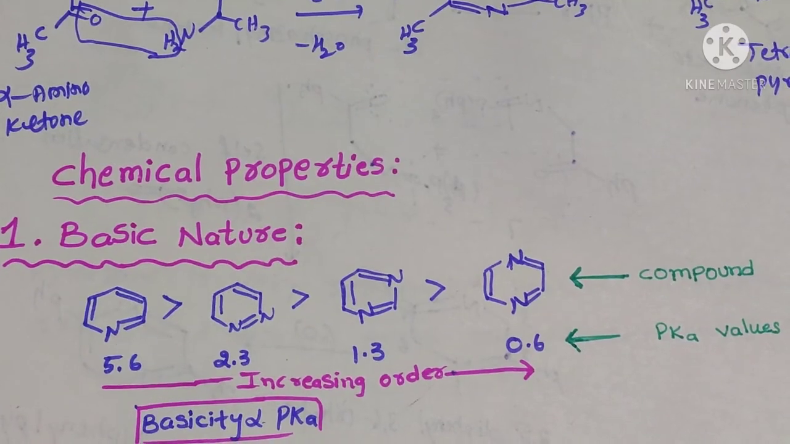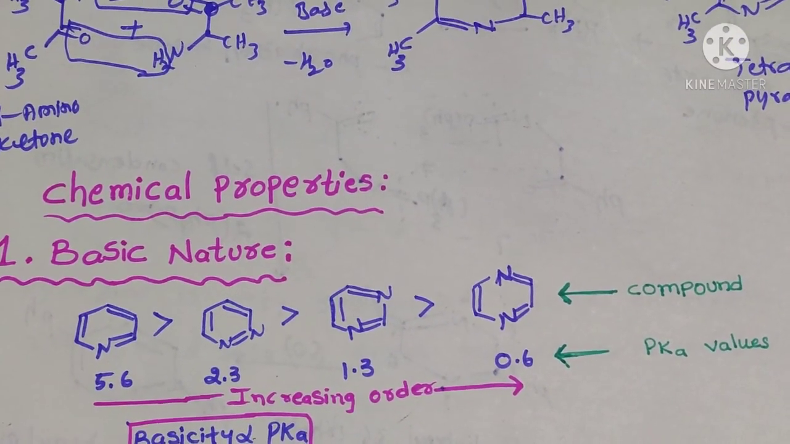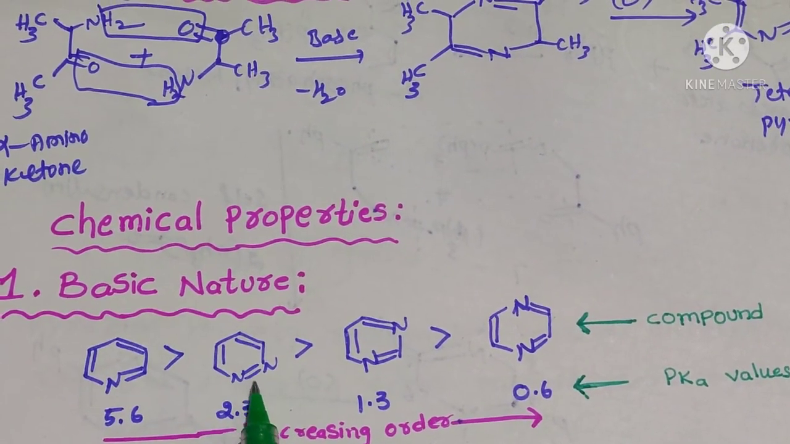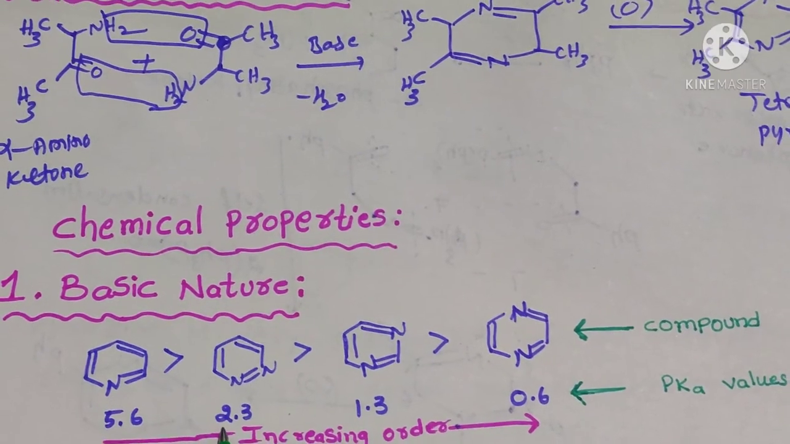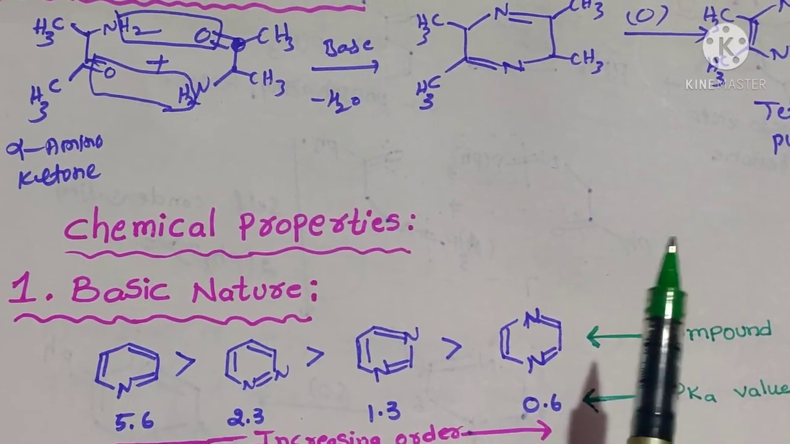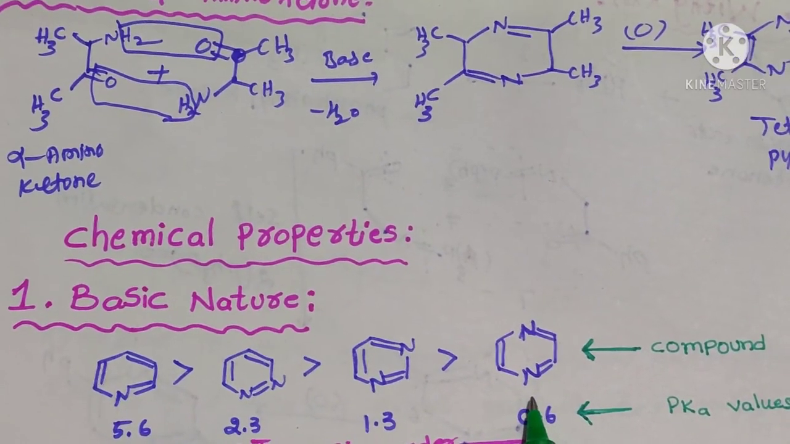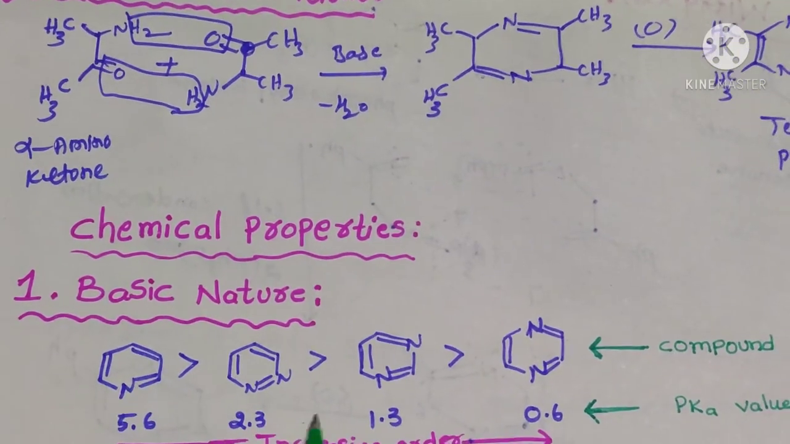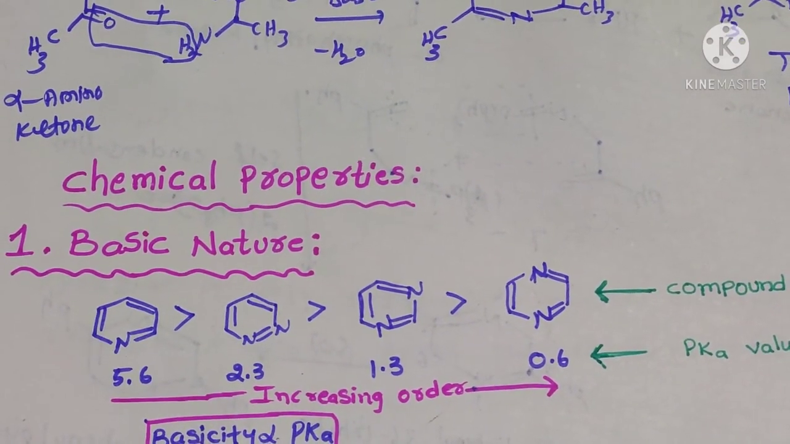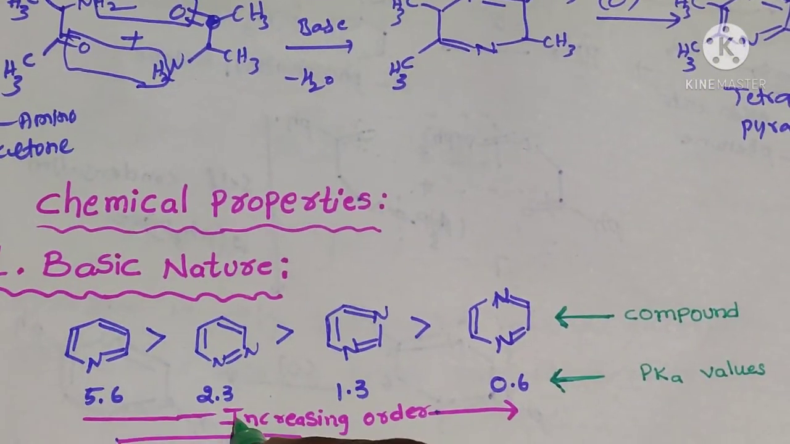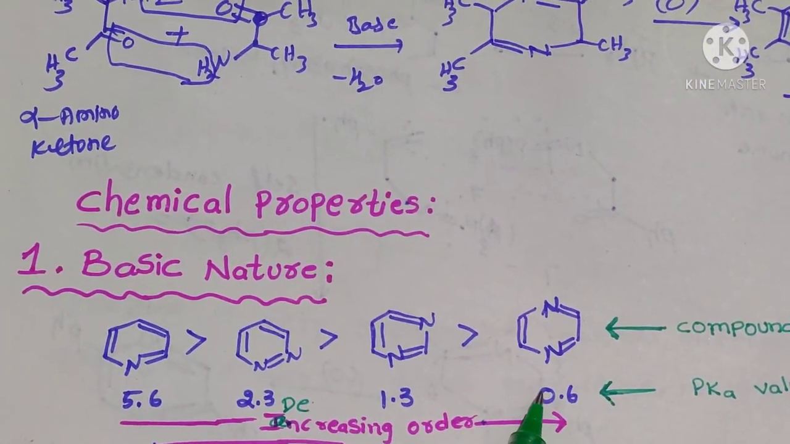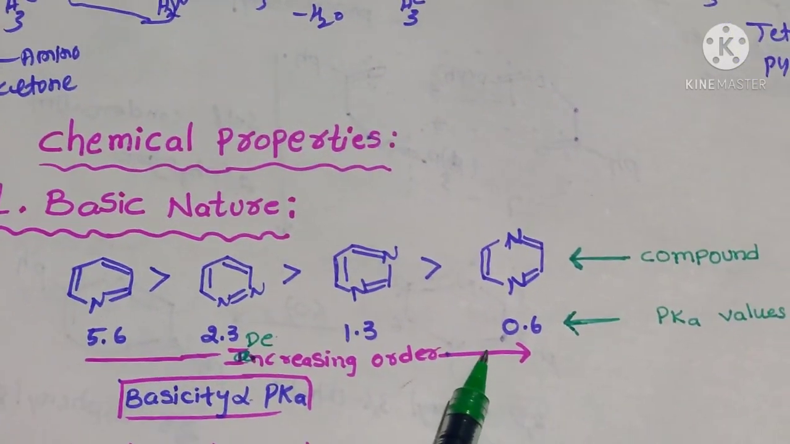pyrazine. Now we discuss the chemical properties of pyrazine. The pyrazine pKa value is 0.6, whereas the pKa value of pyridine is 5.6, and, sorry, this is pyridazine. The pyridazine pKa value is 2.3, and the pyrimidine pKa value is 1.3. By these values we can say that pyrazine is a weak base compared to all these three compounds, because we know very well that basicity is directly proportional to the pKa value. Here I have written it in a wrong manner, it is in decreasing order. So from pyridine to pyrazine, the pKa values are decreasing, so the basic nature also decreases in this order only.